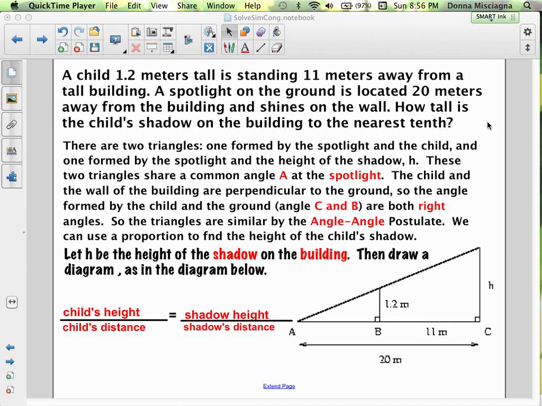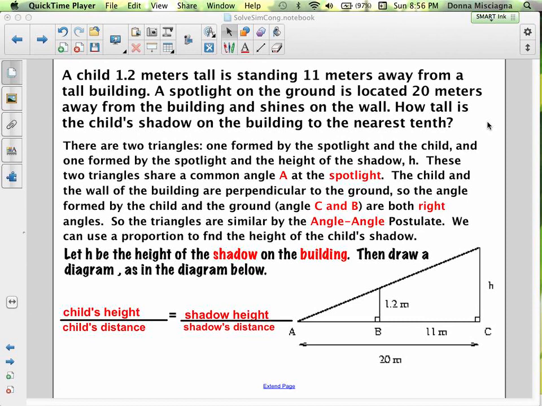Welcome. So we're going to be solving a couple more similarity problems in this podcast. A child 1.2 meters tall is standing 11 meters from a tall building. A spotlight on the ground is located 20 meters away from the building and shines on the wall. How tall is the child's shadow on the building to the nearest tenth?